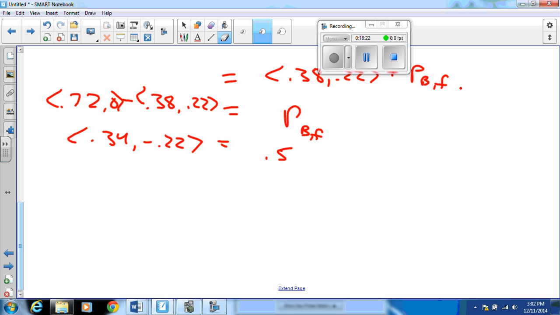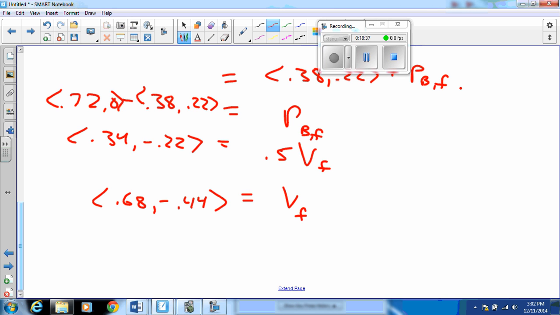And I'm going to represent that as mass times final velocity. And so the final velocity is therefore this divided by 0.5, which is the same as multiplying by 2. And there's my final velocity.